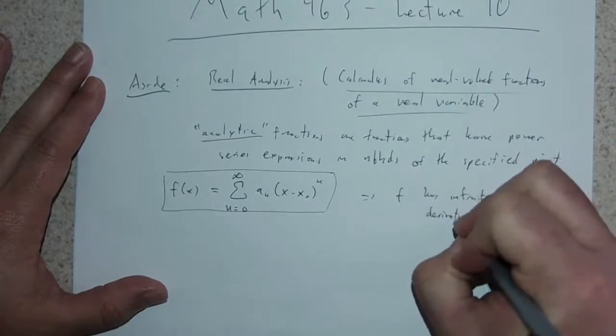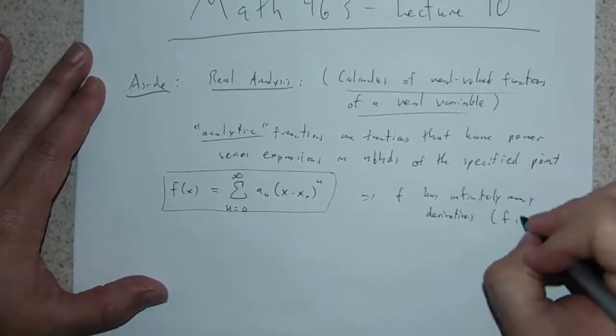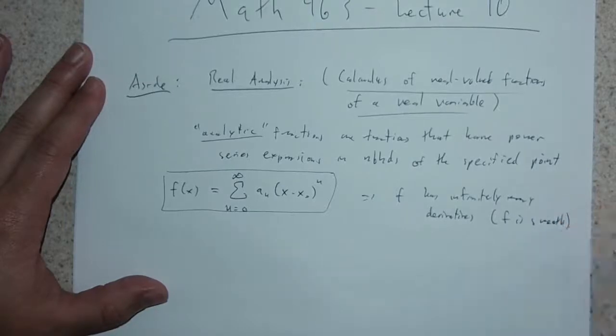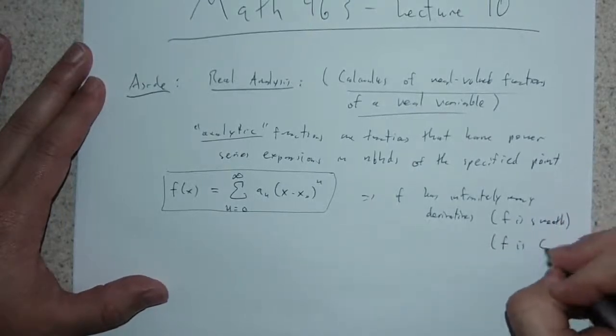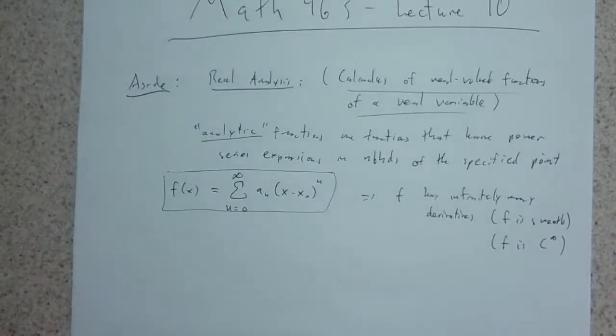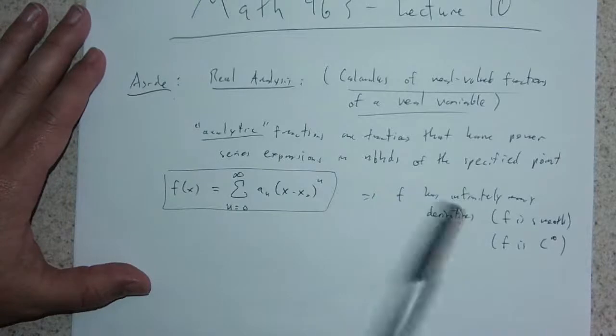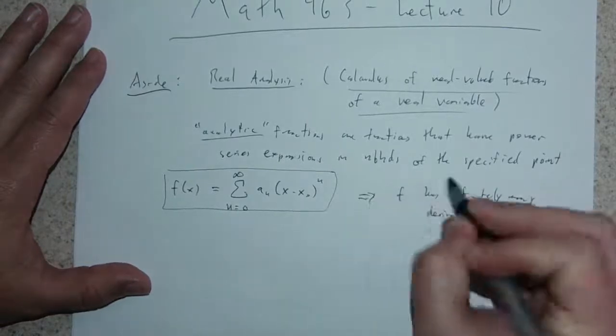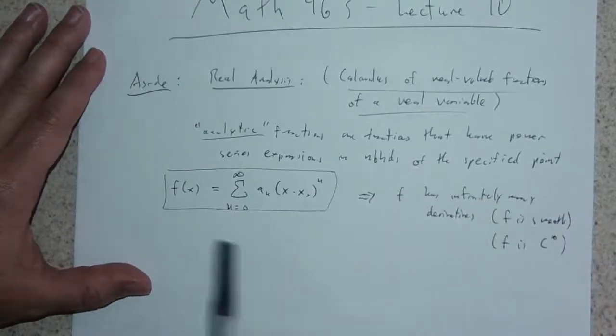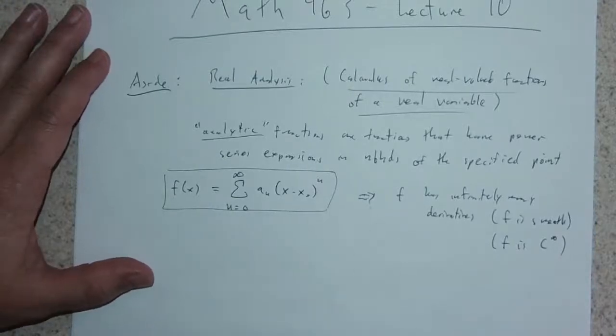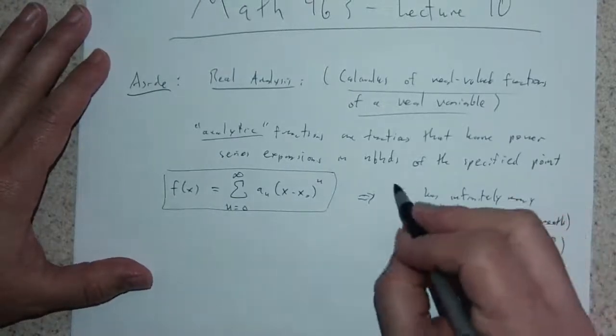Which is to say f is smooth. Or you might have seen it written as f is C infinity, where C0 is just being continuous, C1 is having one continuous derivative on some specified set. So C infinity is having infinitely many derivatives. So if f is analytic, then f has infinitely many derivatives, because you can just use term-by-term differentiation here and find any amount of derivatives that you like. So you are good to go as far as this goes.